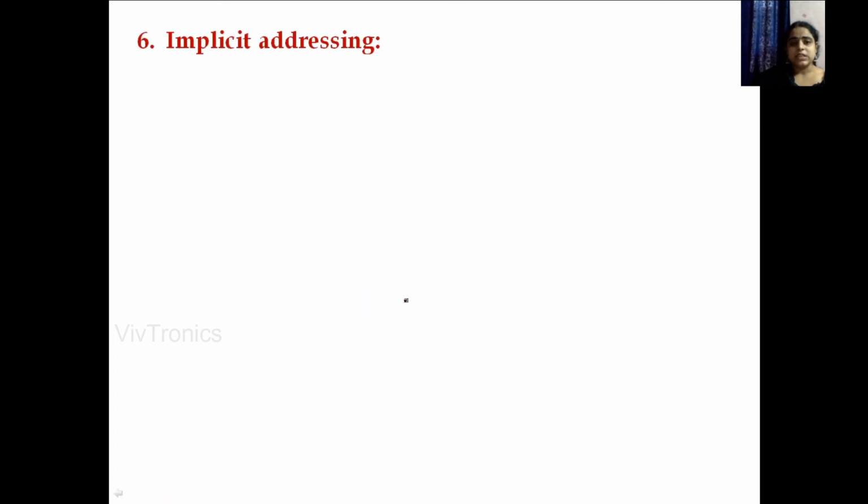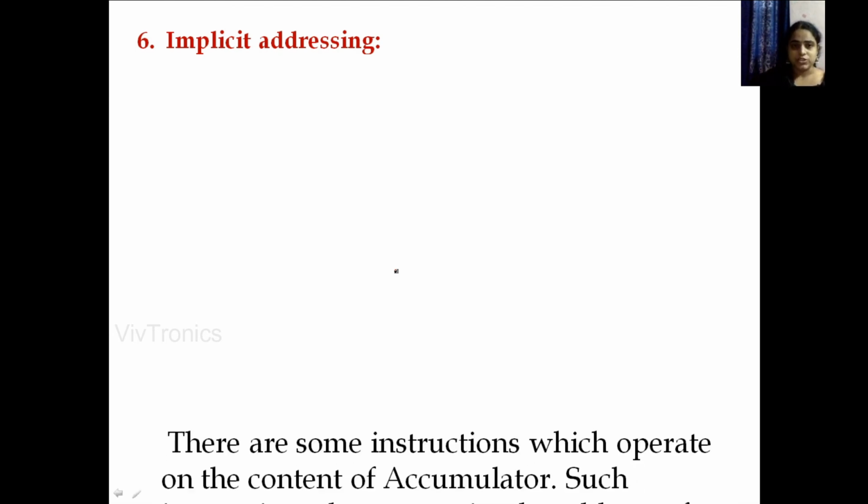And the next one is implicit addressing. Implicit means there will be no operand, there is no source, there is no destination, nothing. The instruction itself is the syntax for the instruction. That means the instruction knows what operation has to be done and on which register it has to perform that particular operation. Okay, that is the implicit addressing mode, and in 8086 there are many implicit instructions also.